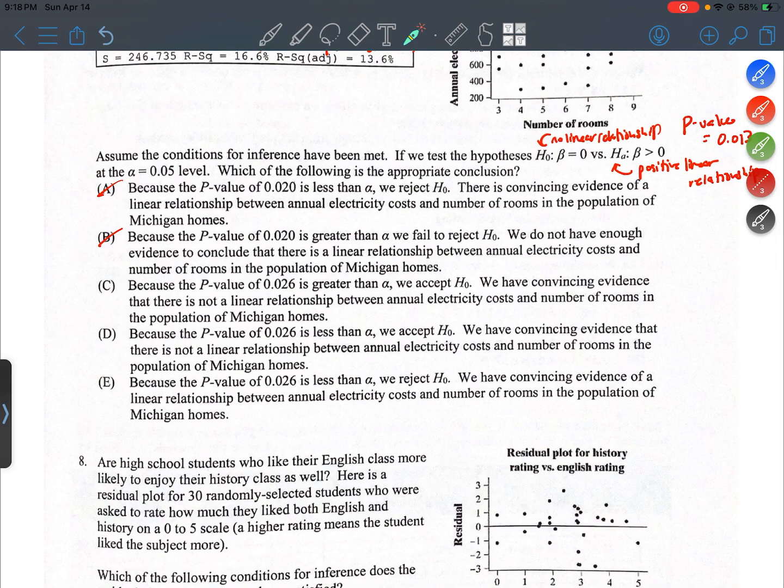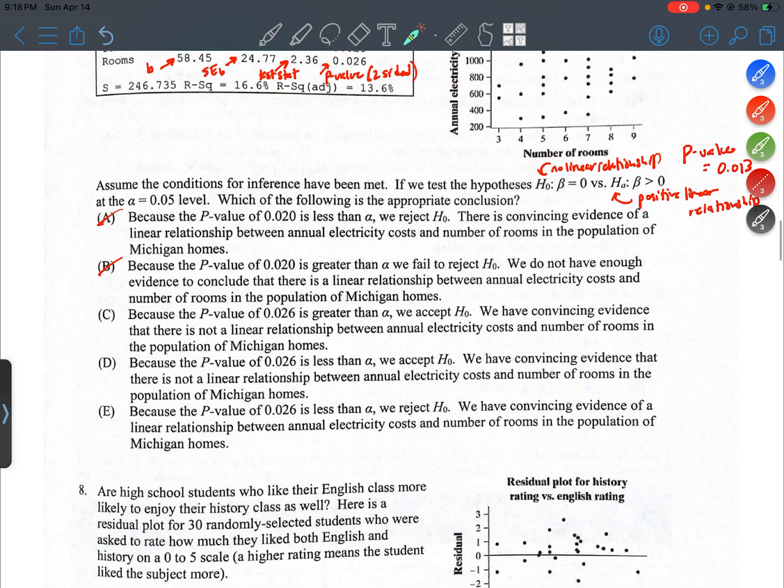Okay. Anyways, let's read the three choices that are left and just try to find the one that sounds the most correct. All right. C. Because the p-value of 0.026 is greater than alpha, all right, stop right there. That's not even true. The p-value is less than alpha. Remember, alpha is 5%. Okay. D. Because the p-value of 0.026 is less than alpha, okay, so that's technically a true statement, we accept the null hypothesis. That is very taboo language in statistics.